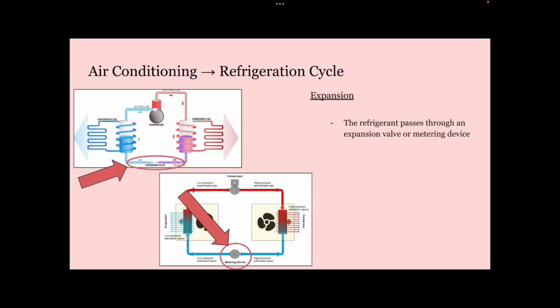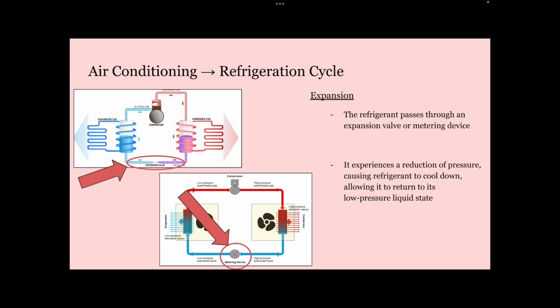The refrigerant, being back in its liquid state, passes through either an expansion valve or metering device, where it experiences a drop in pressure. This reduction of pressure causes the refrigerant to cool down significantly, allowing it to return to its low-pressure liquid state and thus completing the refrigeration cycle.